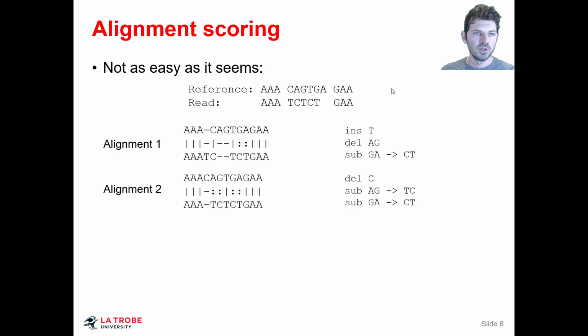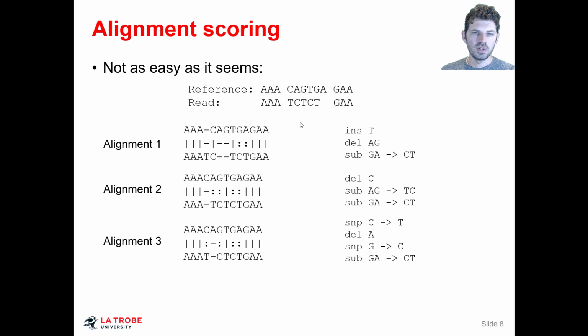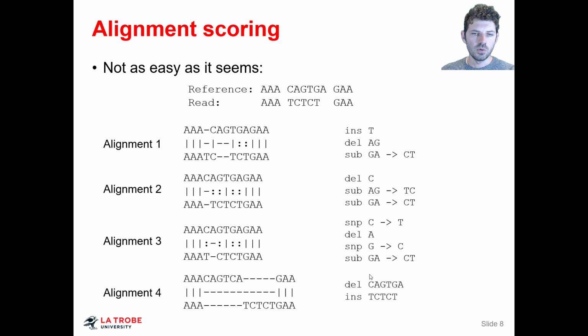We could instead delete a C from over here and then have 2 substitutions. We could have a number of substitutions or SNPs and then 1 deletion, or we could have a complete deletion and complete insertion. All of these alignments can be done, and they all end up giving different alignment scores. So I'm not going to tell you which of these alignments is correct, because there isn't a correct way to do this. It's just important for you to be aware that when you're doing this kind of analysis, depending on the tool you use, they will do this in different ways, and it's important to be aware of these differences.